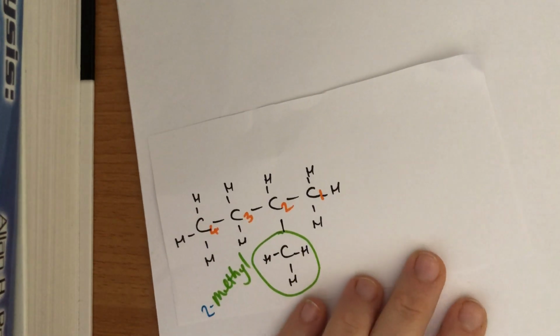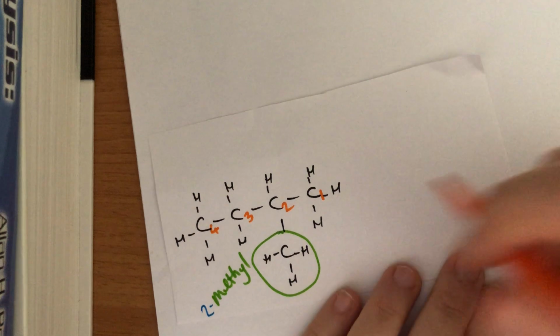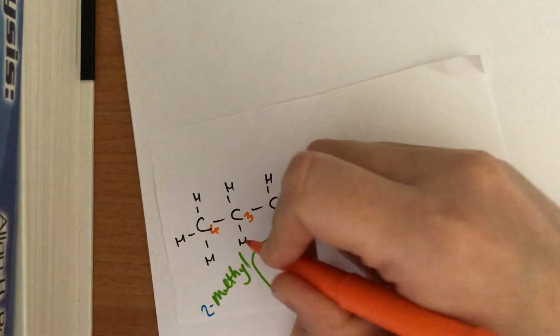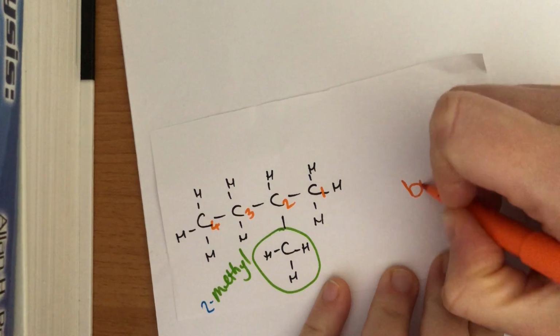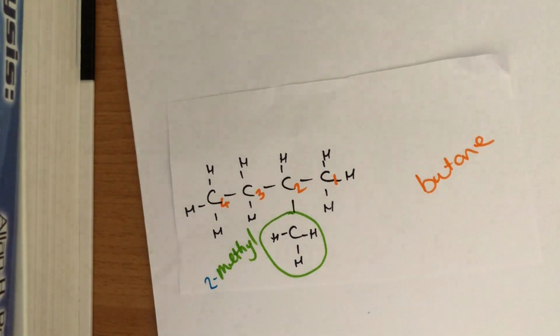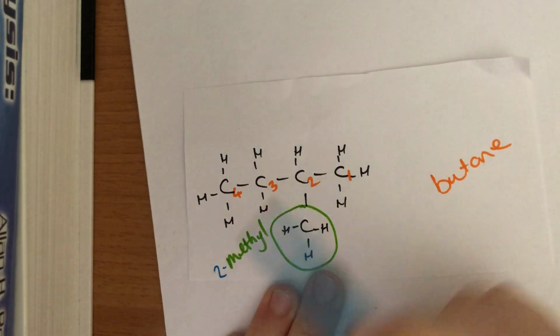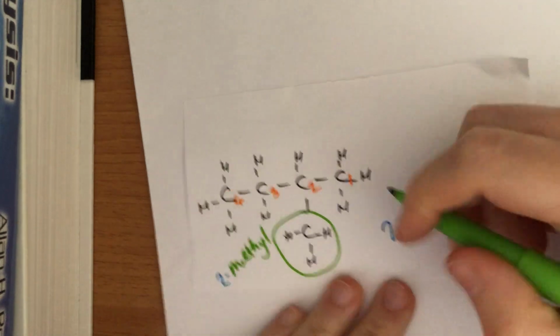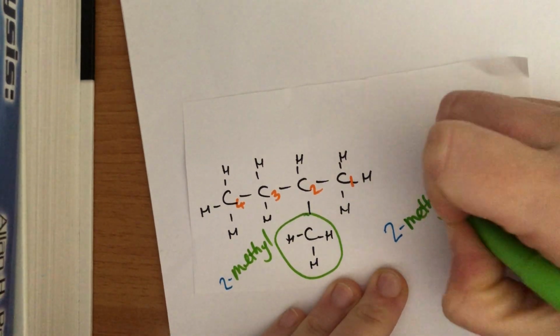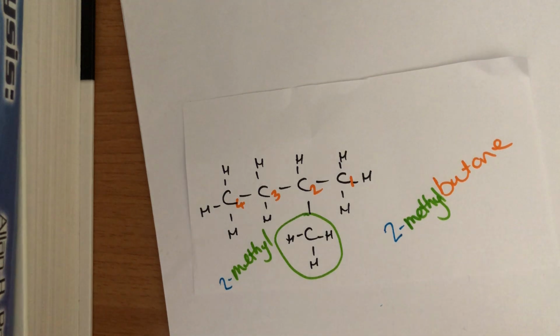So we can put all those things together to name this molecule. The longest carbon chain was 4. So 4 carbons is going to be but, and they're all single bonds, so it's going to be butane. Step 2 was to identify the branch, and step 3 is to include the carbon. Then we can just add our name, so it's going to be 2-methylbutane. So that's the first example.